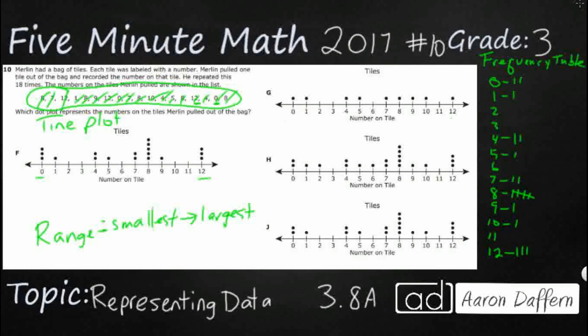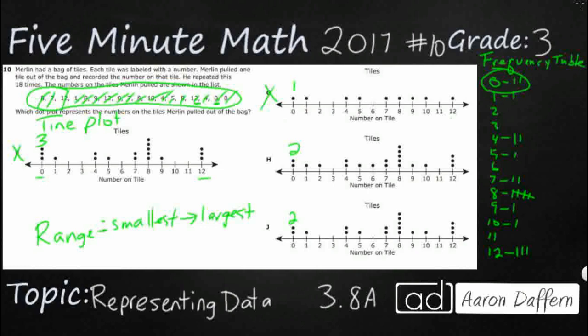So now I'm going to take a look at my dot plots, and I'll just start with 0. Each dot above represents that number. So F has 3 zeros, G has 1 zero, H has 2 zeros, and J has 2 zeros. And even before we move on, we can see that we have some problems here, because G and F are not going to work since they have 1 and 3 zeros, and we should have 2.